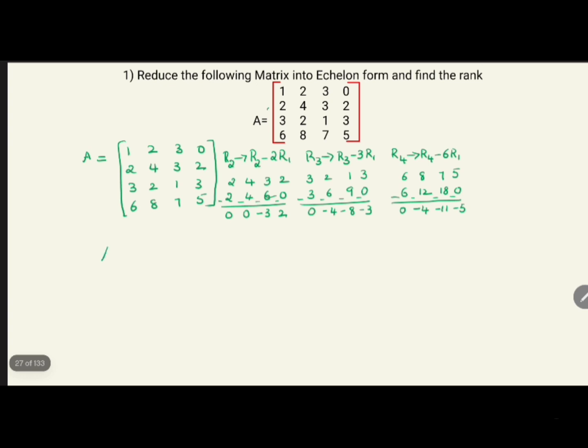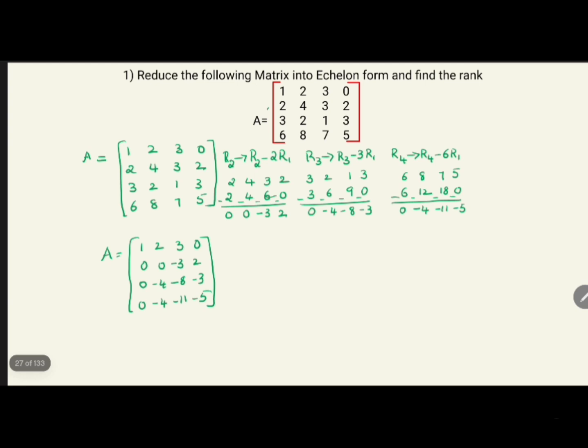Now I am going to replace all these rows. The first row remains the same, that is 1 2 3 0. Second row I got as 0 0 minus 3 2. Third row is 0 minus 4 minus 8 minus 3, and the fourth row is 0 minus 4 minus 11 and minus 5. Okay, is that clear, students? So this is the matrix that is obtained after these row elementary operations.